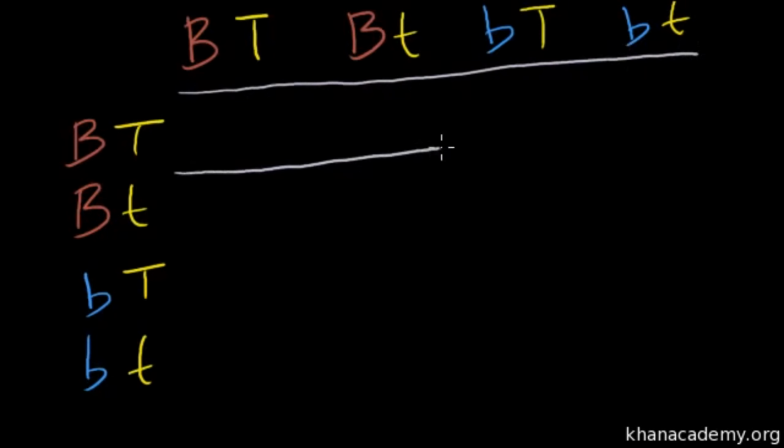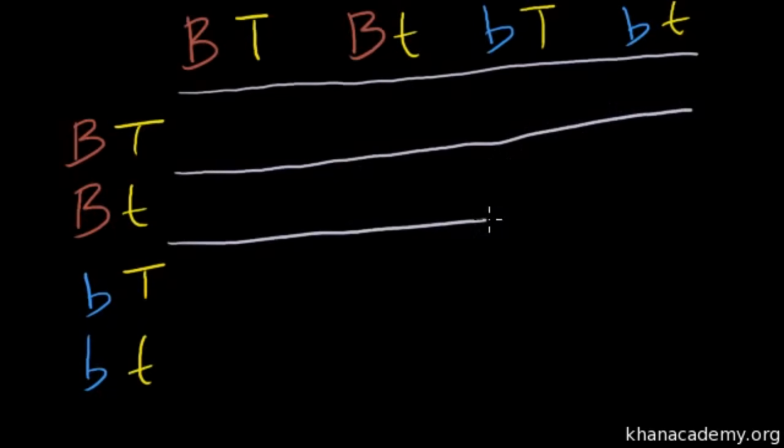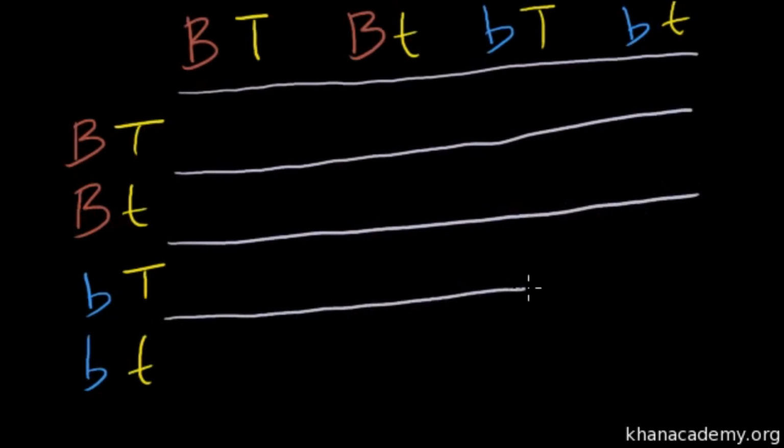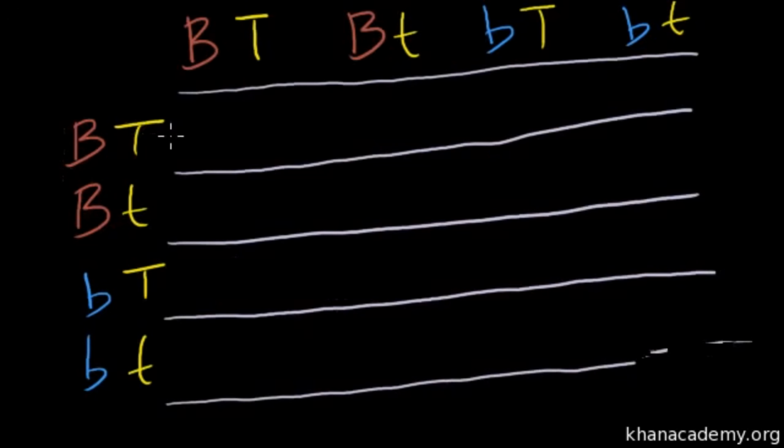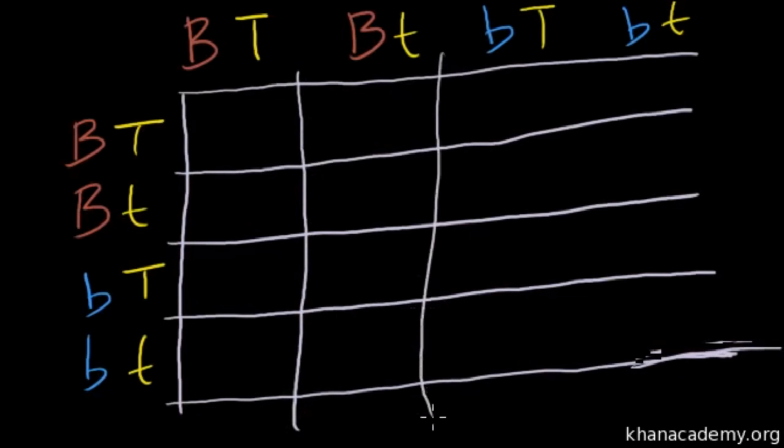So let's draw, call this maybe a super Punnett square, because we're now dealing with, instead of 4 combinations, we have 16 combinations. Looks like I ran out of ink right there. Let me write that. 16 combinations.